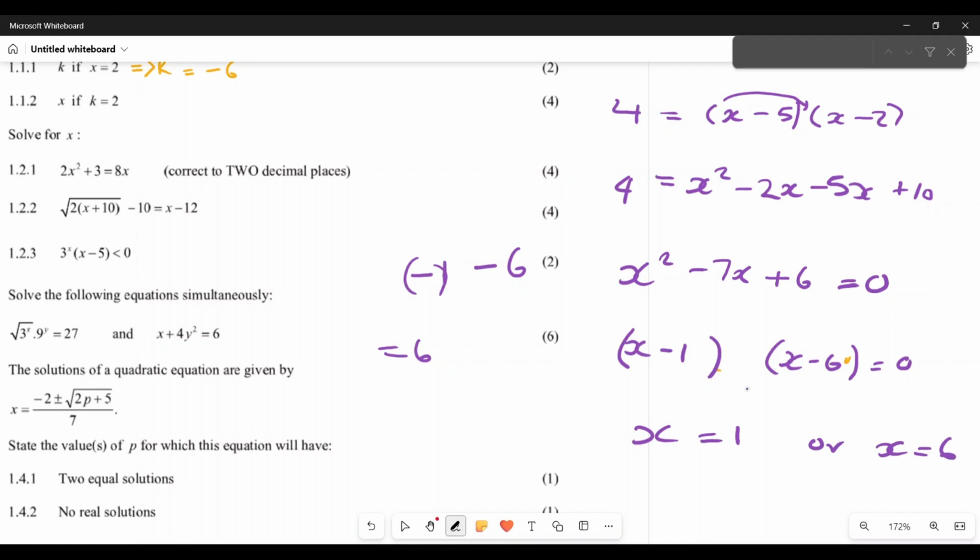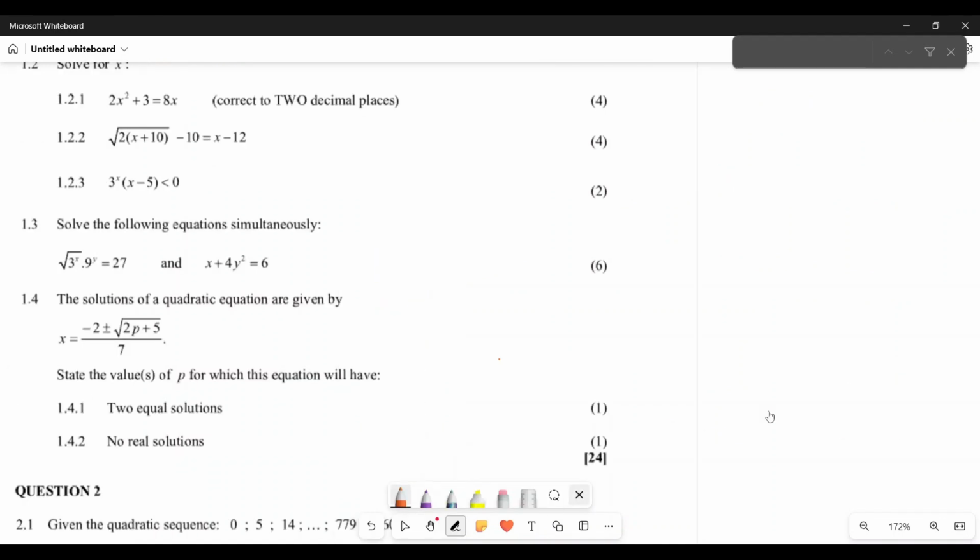Now, let us move on to the next question. Now, the second question, we need to solve for this quadratic equation. 2x squared plus 3x is equals to 8x. Correct to two decimal places.